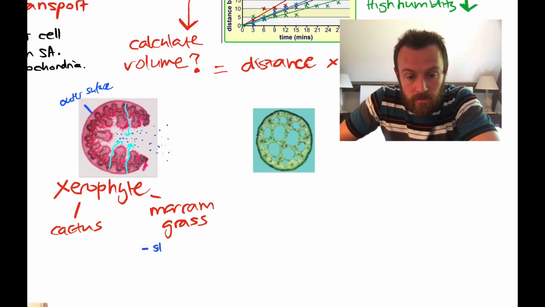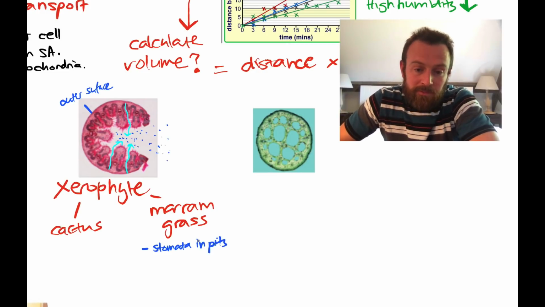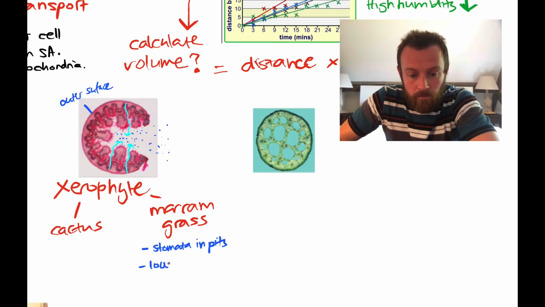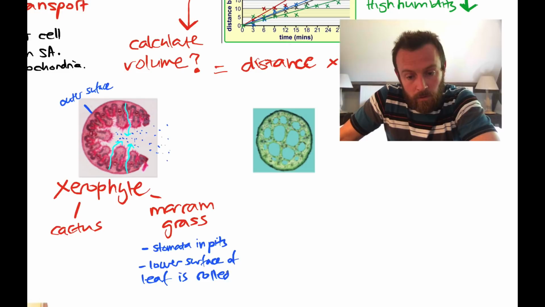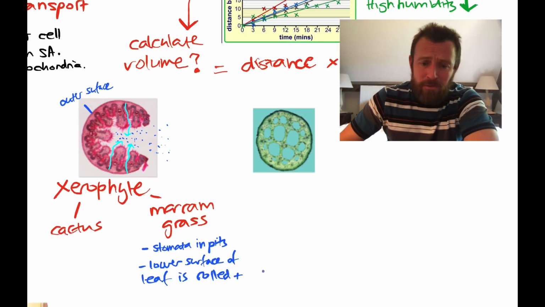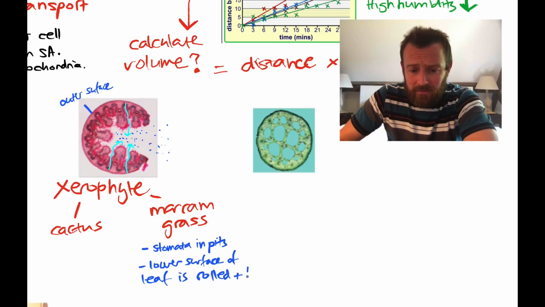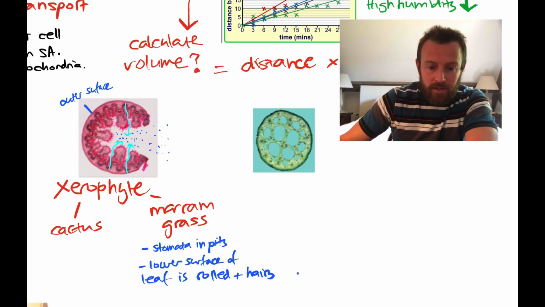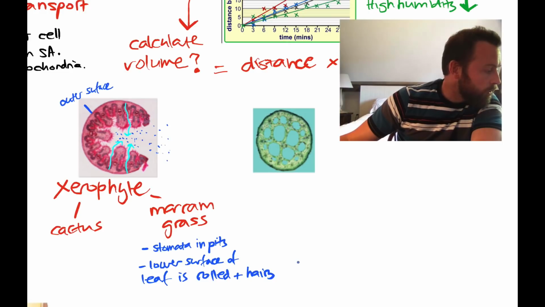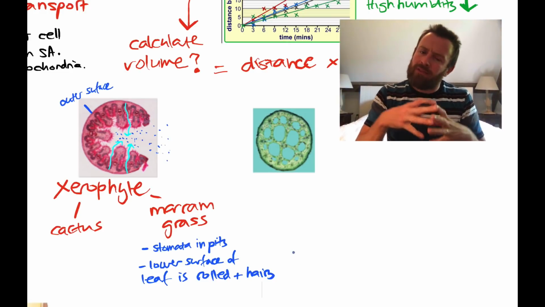So stomata in the pits, and the lower surface of leaf is rolled. Plus it's extra hairy. Hairy pits, essentially. Nice. So yeah, marram grass has got hairy pits, and it's got stomata there as well. So that all prevents so much water from being lost.